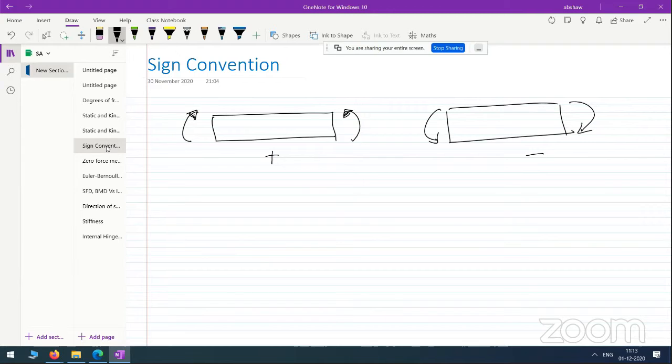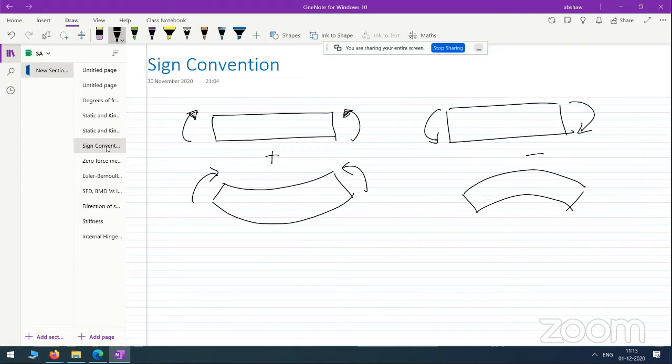And if we try to visualize this, then this sagging bending moment will cause this kind of deformation in the beam, sagging in the beam, that's why it is called sagging, and this bending moment will cause this kind of deformation in the beam, which is hogging, that's why it is called hogging bending moment.